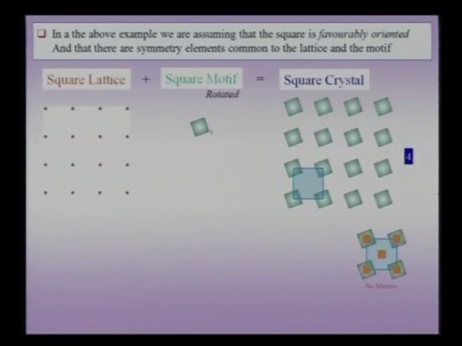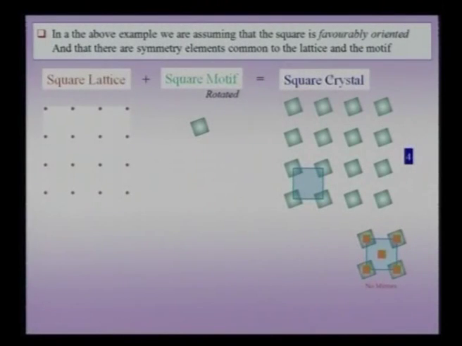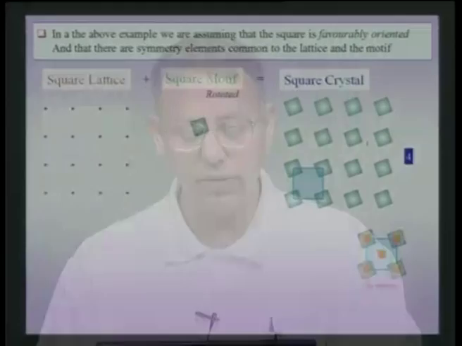that the square motif has been rotated, and for now I would assume that the rotation is some arbitrary angle. It is not some very special angle. It is not 45 degrees or 90 degrees. It's any arbitrary angle. I am rotating the motif with respect to the lattice, and I am obtaining a square crystal on the right hand side. Now the question, of course, I have to ask, why do I call it a square crystal? To understand that, I will have to investigate the symmetry of the crystal I have just constructed. So let us look at the symmetry of the crystal.